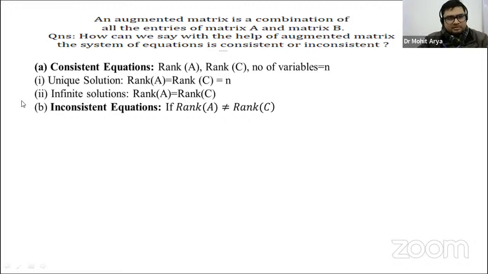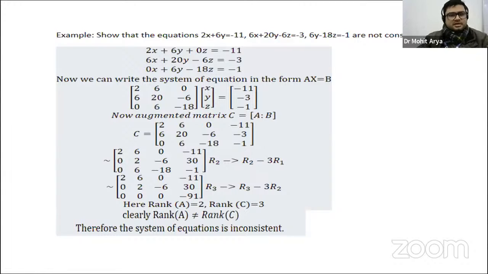It will have infinitely many solutions if the rank of the coefficient matrix and the rank of the augmented matrix are equal, but less than the number of variables. Otherwise, the system of equations will be inconsistent. In that case, the rank of A is not equal to the rank of C. We must clearly understand that the rank of A means the rank of the coefficient matrix, and the rank of C means the rank of the augmented matrix. So here is an example.